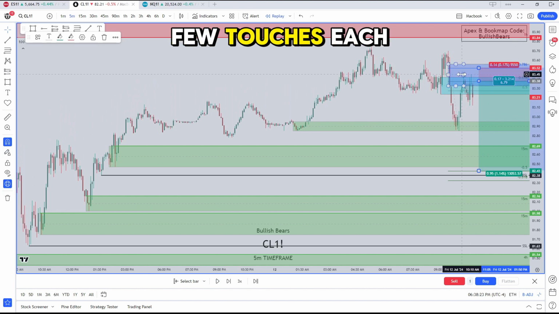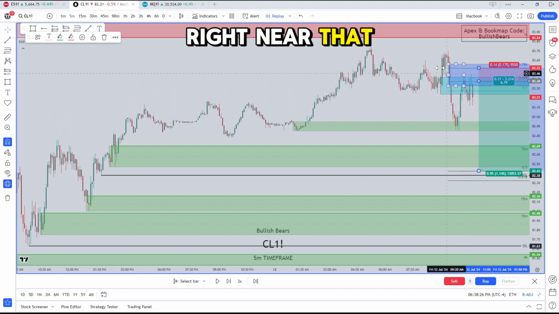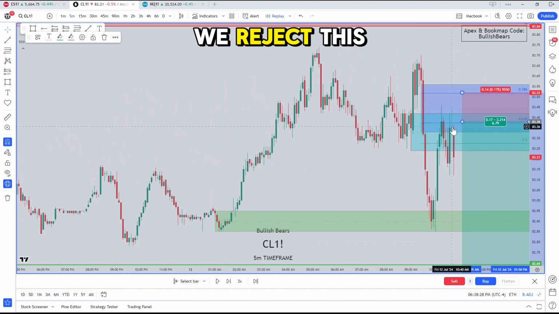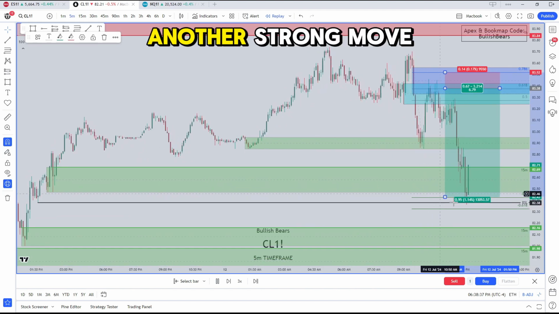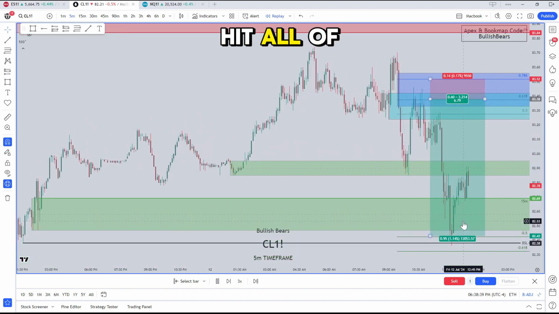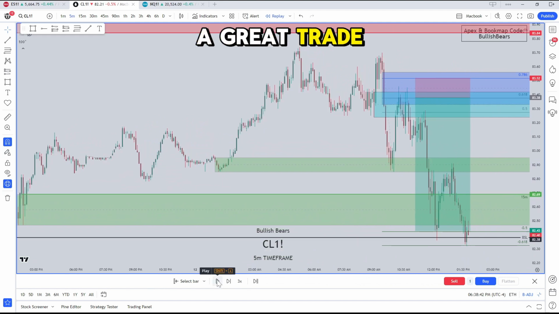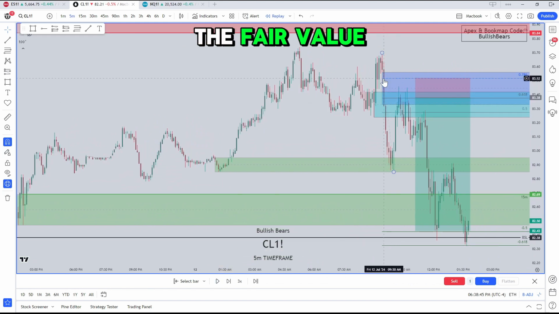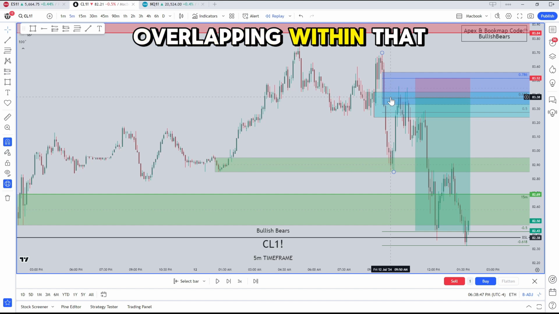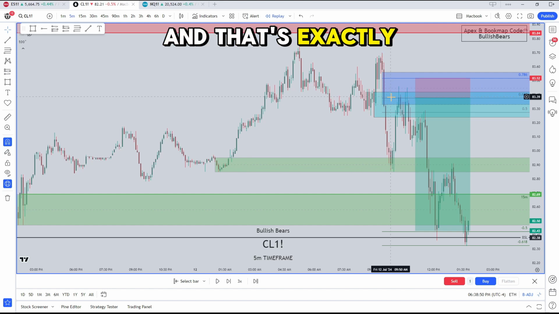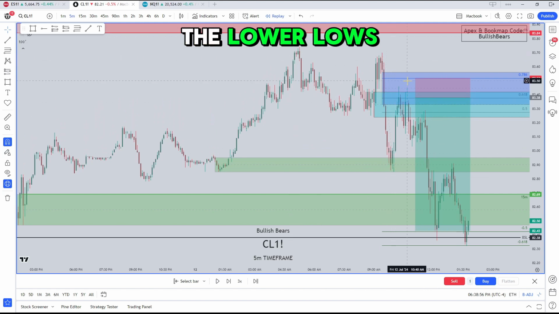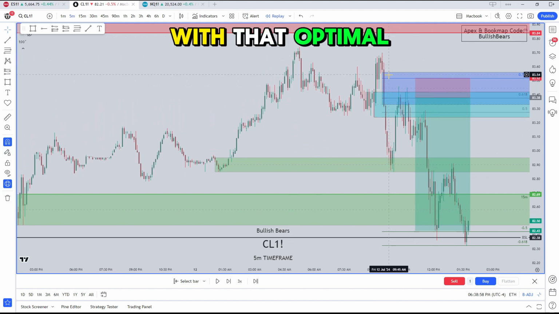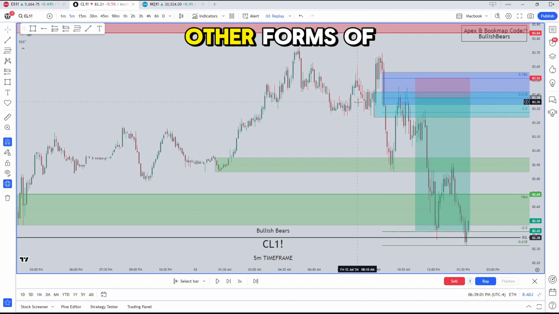We see we get a few touches each time we come into this zone right near that 61%. We react, we reject. This is looking good in our favor. We let it play out and we see how we react off of our zones and areas of interest. Another strong move lower, and we just hit all of our targets. So it was a great trade, really high probability because we have the fair value gap and breaker block overlapping within that optimal trade entry. And that's exactly how we have to trade this, guys. We want to trade with the trend, the lower highs, the lower lows. We want to go short on that fib retracement with that optimal trade entry and with these other forms of confirmation.